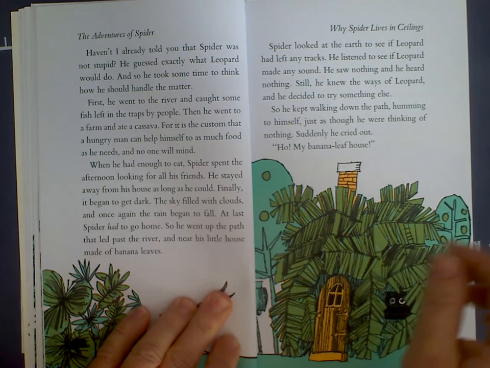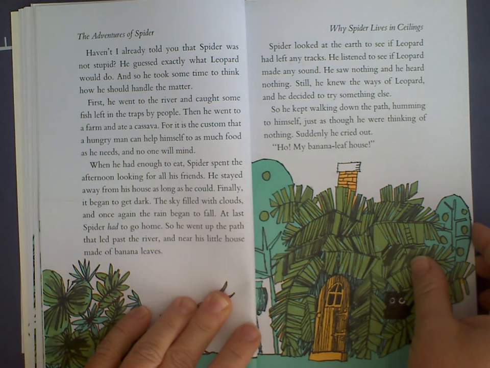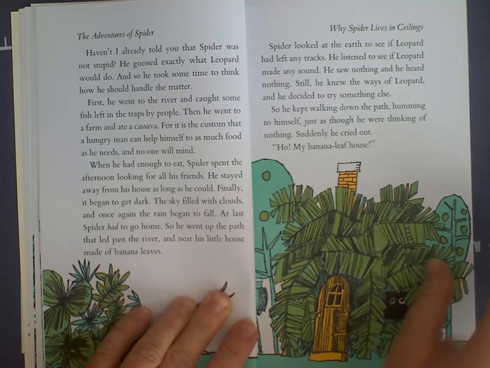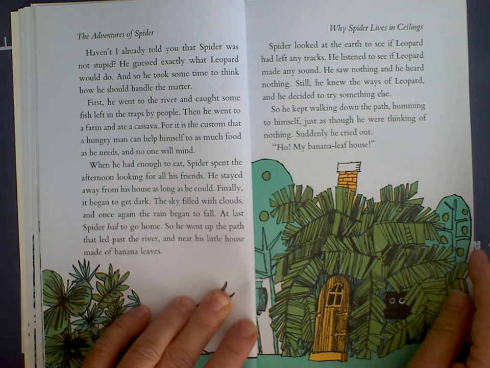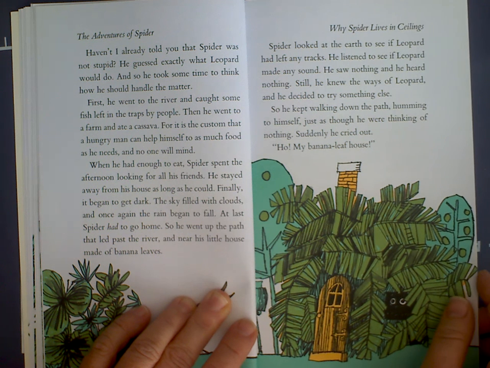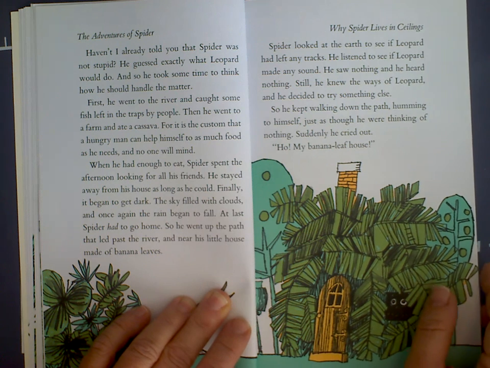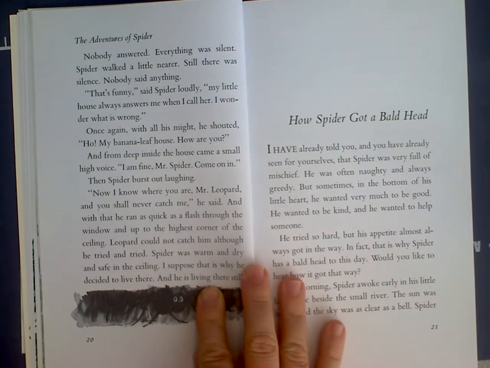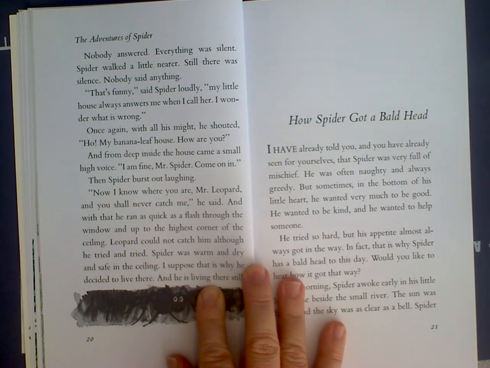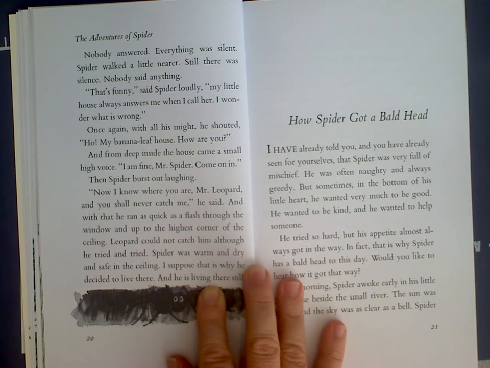Spider looked at the earth to see if Leopard had left any tracks. He listened to see if Leopard had made any sound. He saw nothing and he heard nothing. Still, he knew the ways of Leopard and he decided to try something else. So he kept walking down the path, humming to himself, just as though he were thinking of nothing. And suddenly he cried out, "Ho, ho, ho, my banana leaf house!" Nobody answered. Everything was silent, and Spider walked a little nearer, and still there was silence. Nobody said anything. "That's funny," said Spider loudly. "My little house always answers me when I call her. I wonder what is wrong."